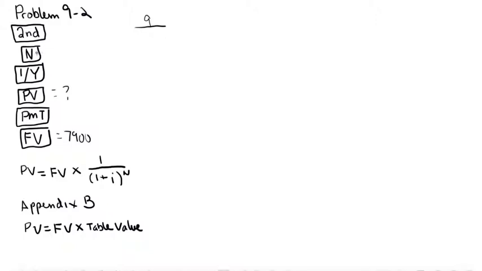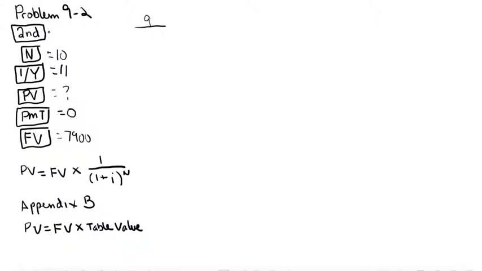The number of years, N, is 10. The interest rate, which is I/Y, is 11. And payment, there is no payment that you can see in here, so payment is 0. Alright, so I can put this into my calculator and solve for present value, and I'll show you how to do that in just a minute.